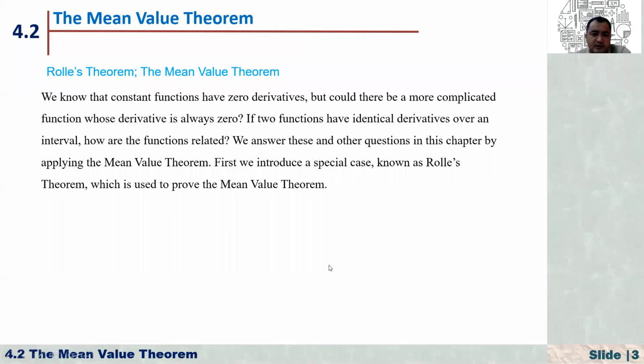Okay, guys, now let's start this chapter. Before we move to our main theorem, the mean value theorem, we are going to prove Rolle's theorem. We know that constant functions have zero derivatives, but could there be a more complicated function whose derivative is always zero? Also, if two functions have identical derivatives over an interval, how are the functions related? We answer these and other questions in this chapter by applying the mean value theorem. First, we introduce a special case known as Rolle's theorem, which is used to prove the mean value theorem.